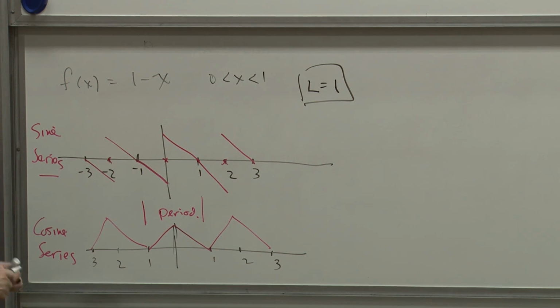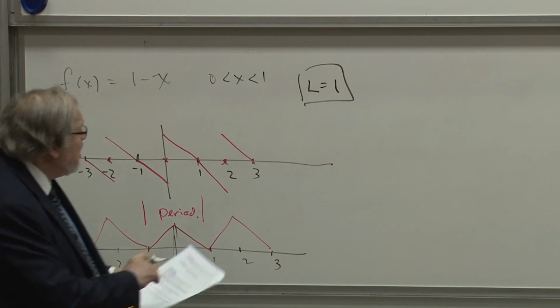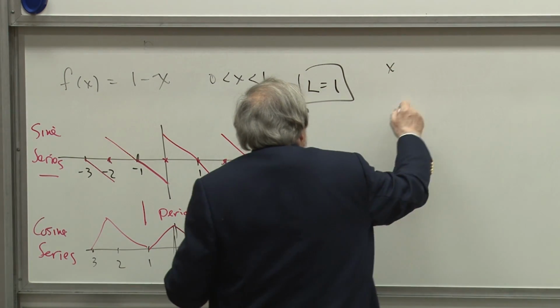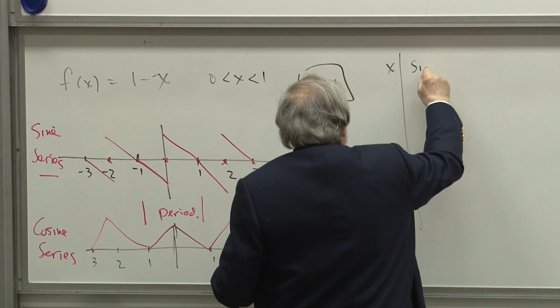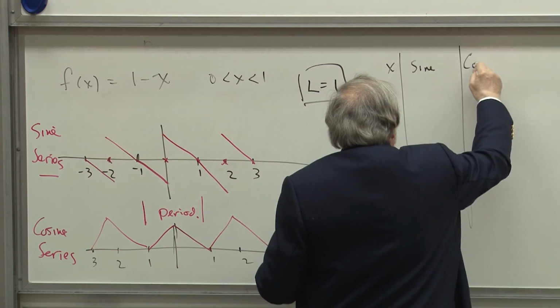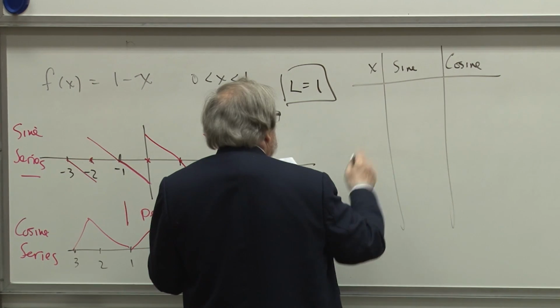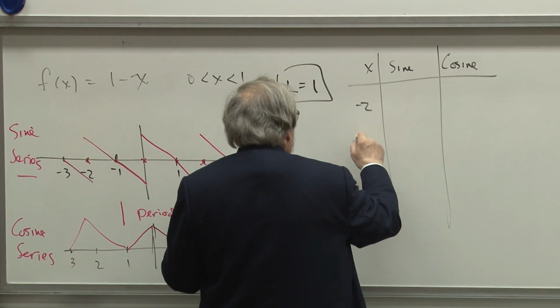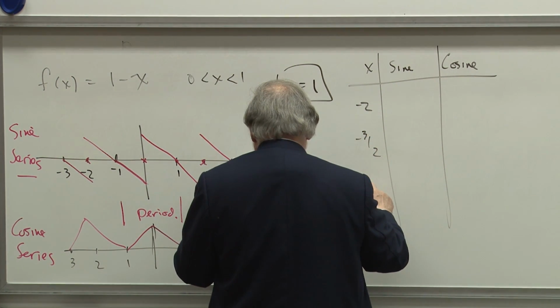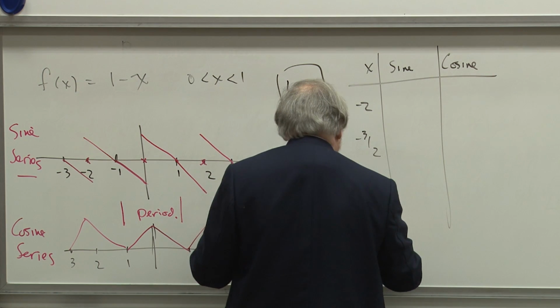The second half of this problem asks to find the values at some of the places here. So we have x, the sine series, and just for convenience, we'll do the cosine series as well. Let's see, what were the values that were chosen here? -2, -3/2, 0, 1, and 2.